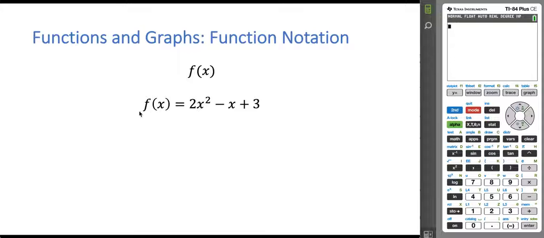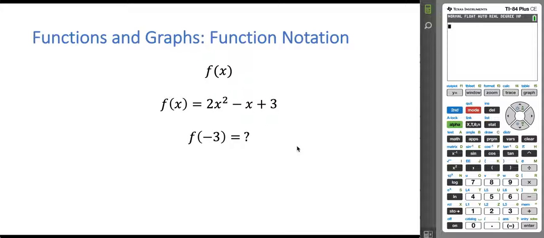So for example, we have f of x is equal to 2x squared minus x plus 3. We can evaluate the value of the function f at the value 0. So when x is 0, what's the value of the function? That simply means plug 0 into this equation. So if I plug 0 into there, I get 3. This term is 0, this term is 0, plus 3 is 3.